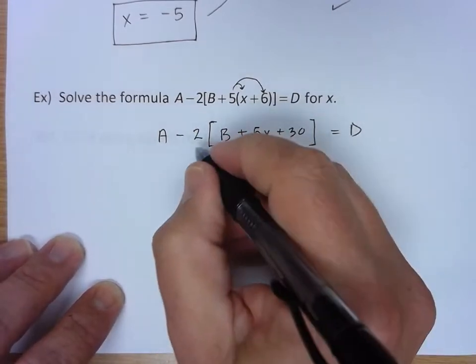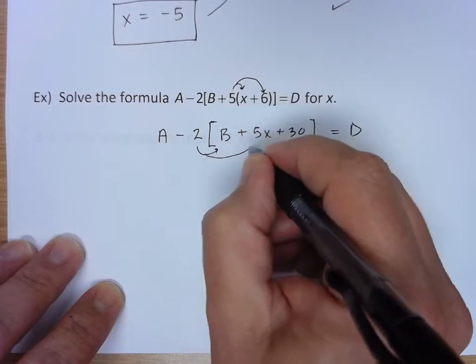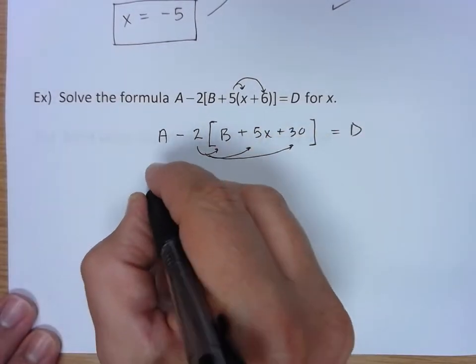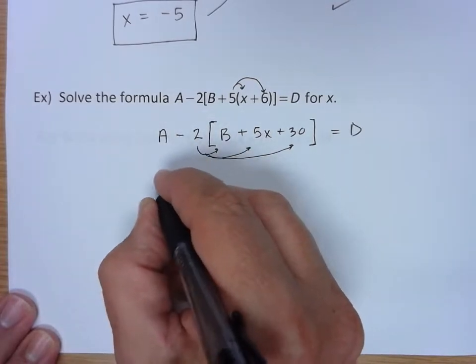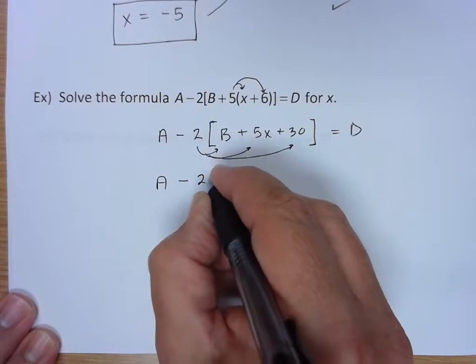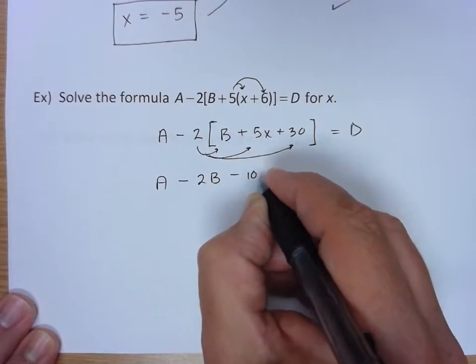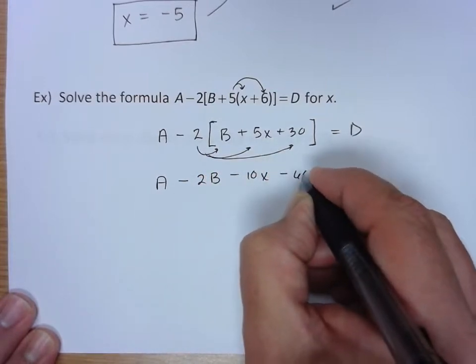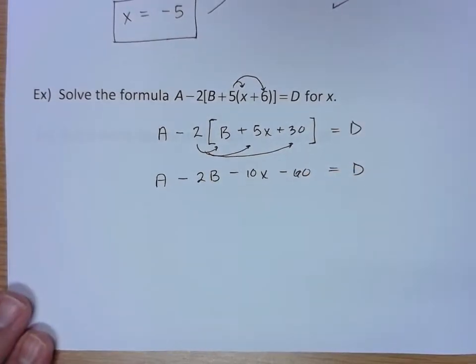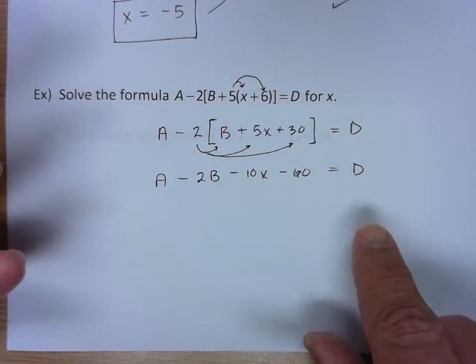Now within here you don't have any like terms you can simplify in the brackets, but now you've got a negative 2 that you can distribute to help get rid of that last set of grouping symbols. So if I take care of that, negative 2 distributes here to give me a minus 2b minus 10x minus 60 equals d. And we at least have gotten rid of all the grouping symbols.